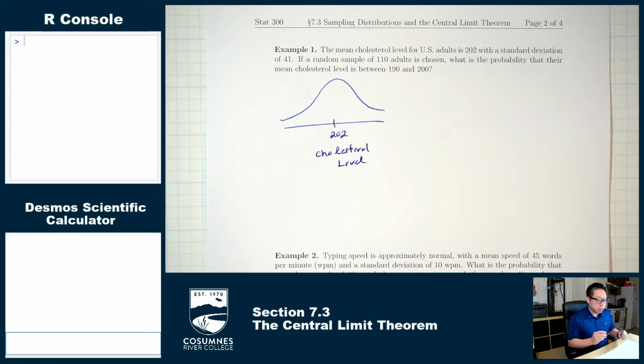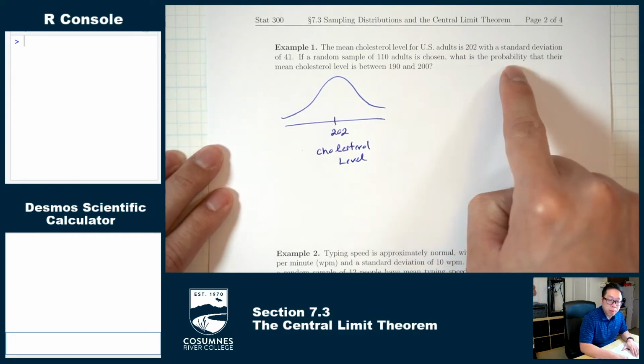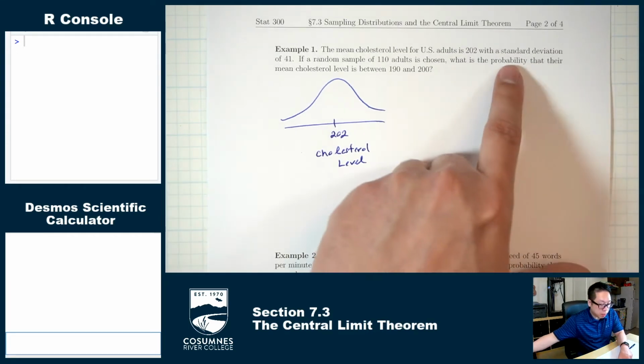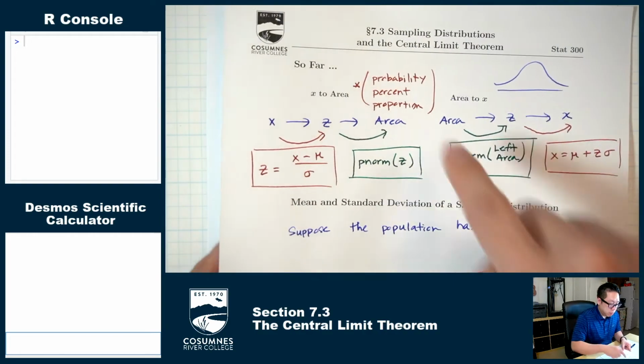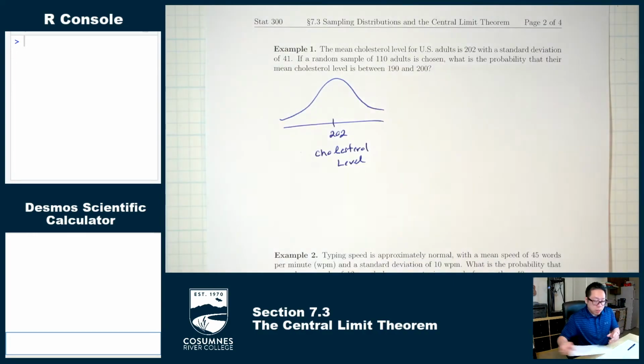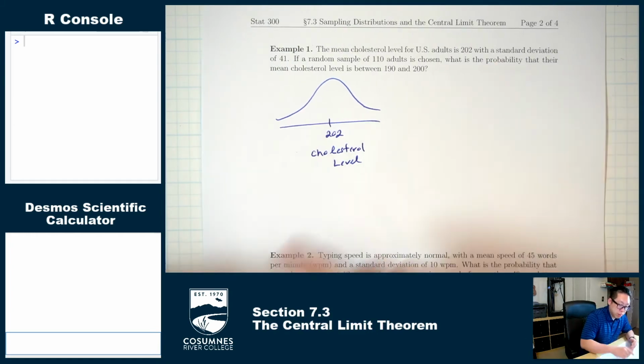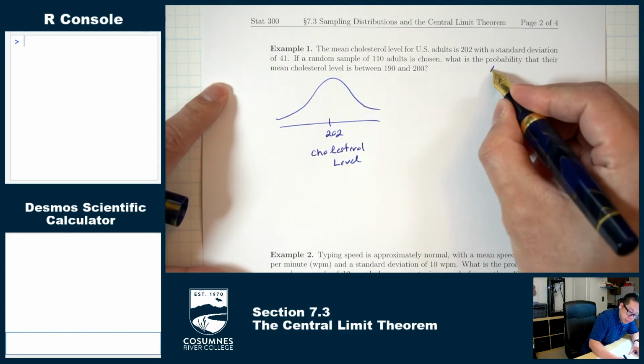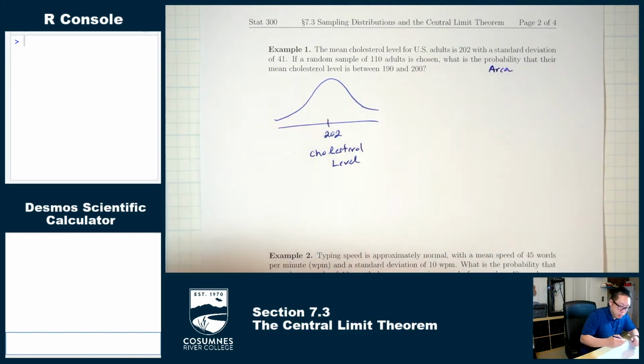And then the next thing I need to do is decide whether this is an x to area or an area to x. It says, what is the probability? And remember, whenever I say probability, percent, or proportion, you should think area. What is the area? We're looking for area as a final answer. This would have to be an x to area problem because you want to end up with an area.